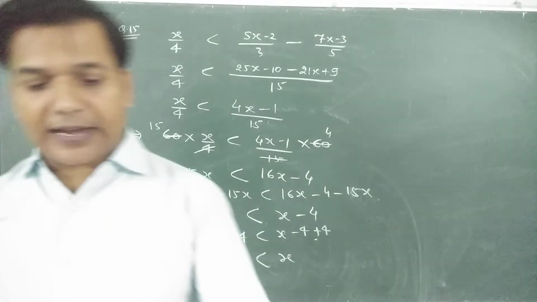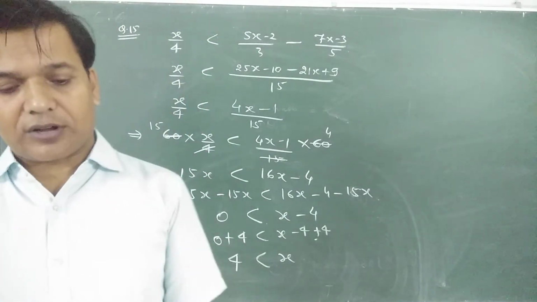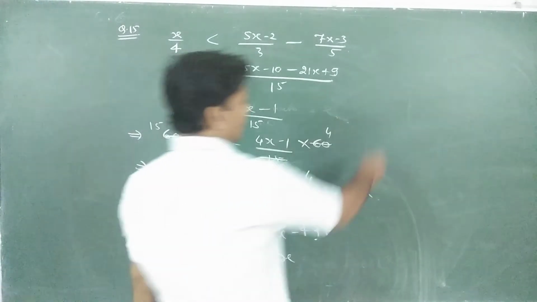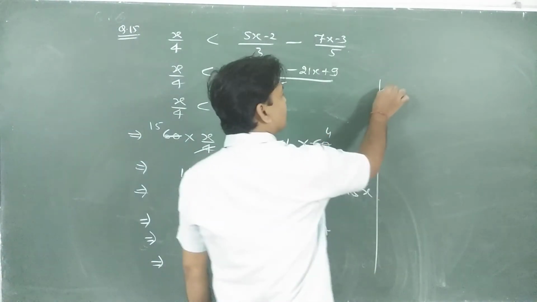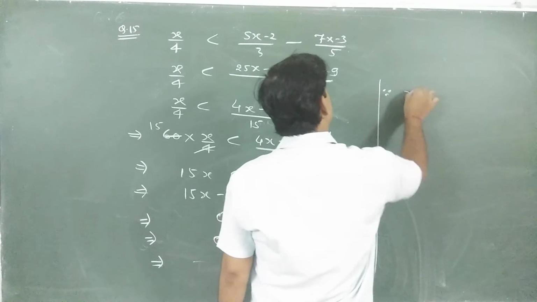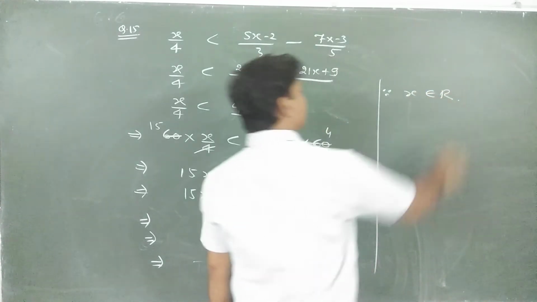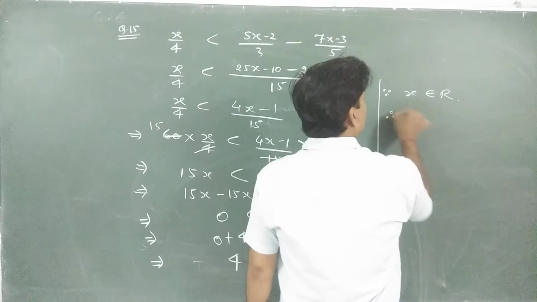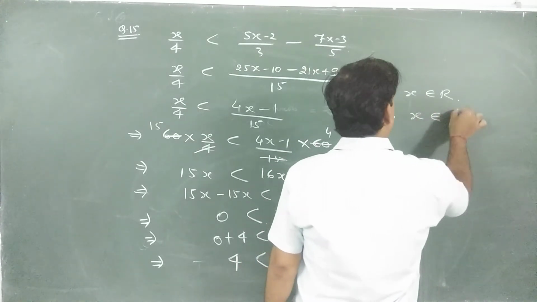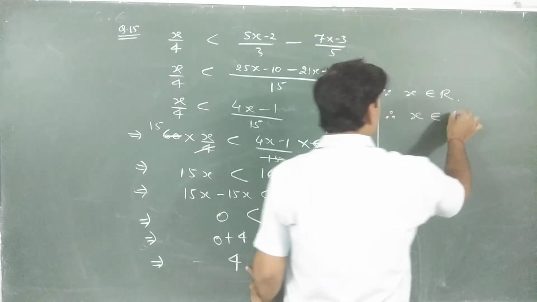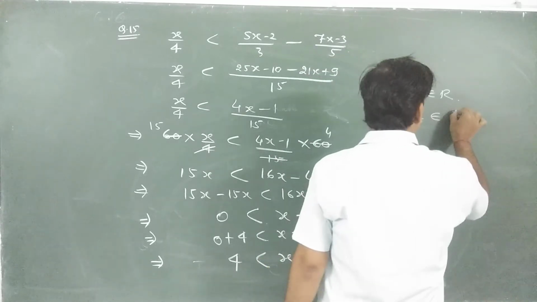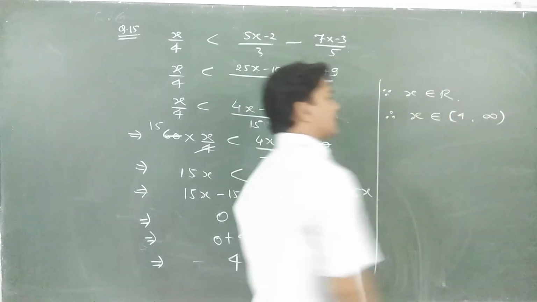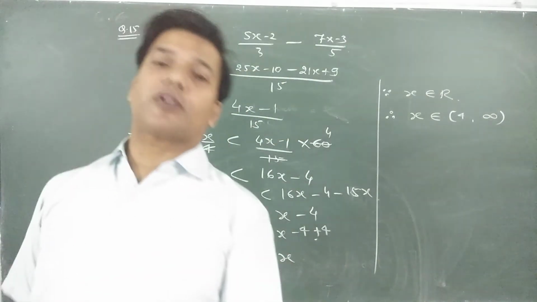What we have to find out here? The solution of this. And the solution according to real numbers, since x belongs to R, which means real numbers. Therefore, x belongs to the interval starting from 4 going up to infinity. This is the solution.